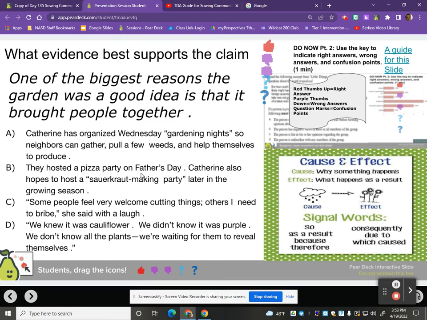C, some people feel very welcome cutting things, others I need to bribe, she said with a laugh. But that doesn't seem to bring people together. That seems like a little more ambiguous. So I'm going to put my purple right there on C.